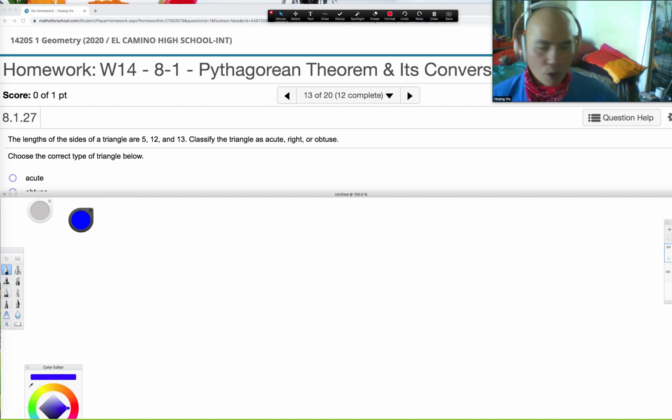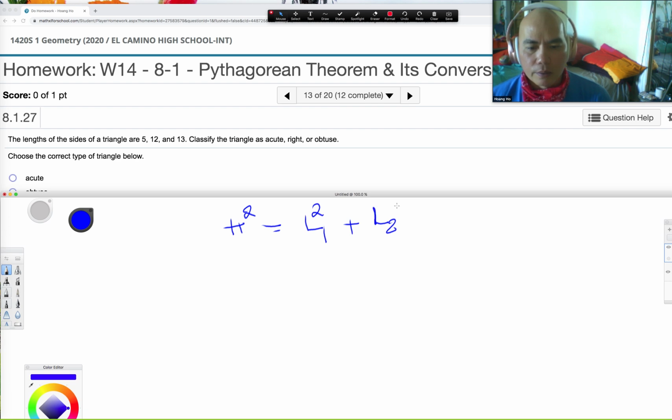Okay. So when you take the hypotenuse and you square it, and it's equal to the two legs squared and added with each other, then this is a right triangle. Okay? It's a right triangle. All right.